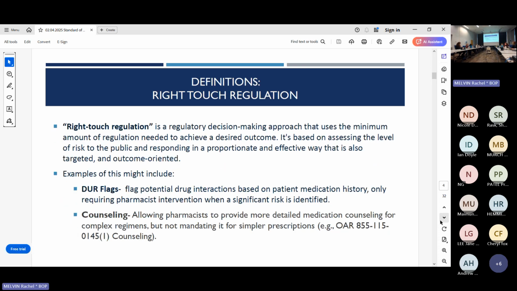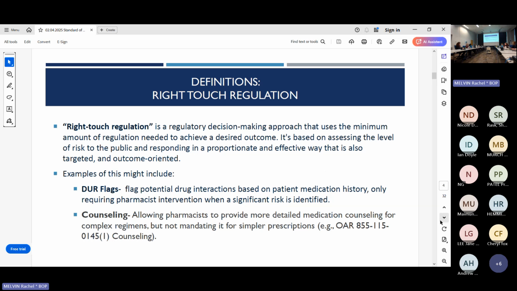And something else you'll commonly hear is right touch regulation. I call this the Goldilocks regulation. It is prescriptive, but it's circumstance specific. So it's a regulatory decision made or a regulatory making approach that uses a minimum amount of regulations needed to achieve a desired outcome. So in this instance, it would represent assessing the level of risk to the public and then responding in a proportionate and effective way, and that's targeted and outcome oriented. So it's not overly prescriptive, but it is appropriate depending on what target outcome is identified.